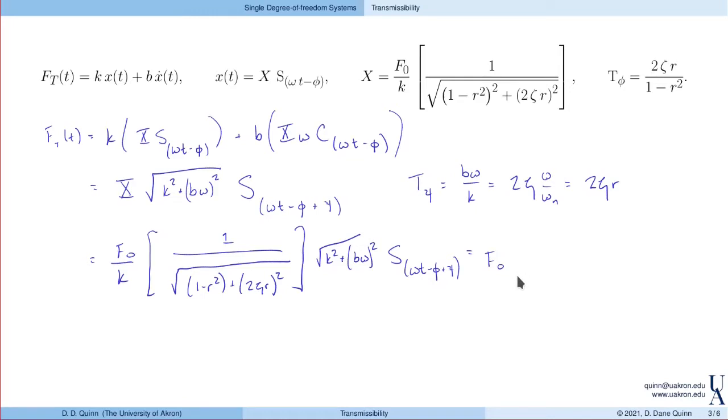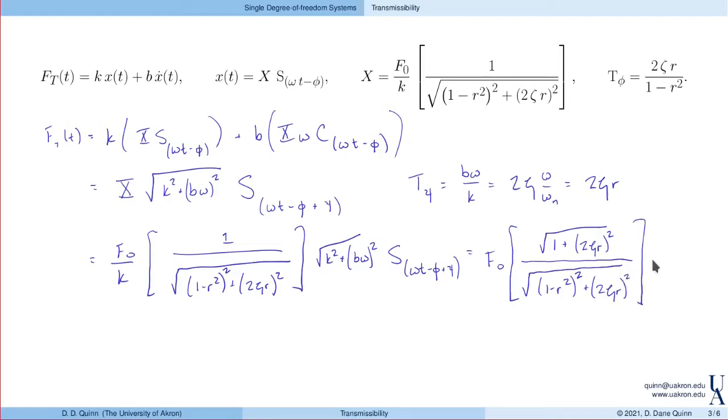So we end up with f naught times this quantity. In the numerator, we have 1 from here plus 2 zeta r squared from here. And then we again have our denominator, 1 minus r squared, I'm missing a squared there, plus 2 zeta r quantity squared. And again, sine omega t minus phi plus that additional phase shift.